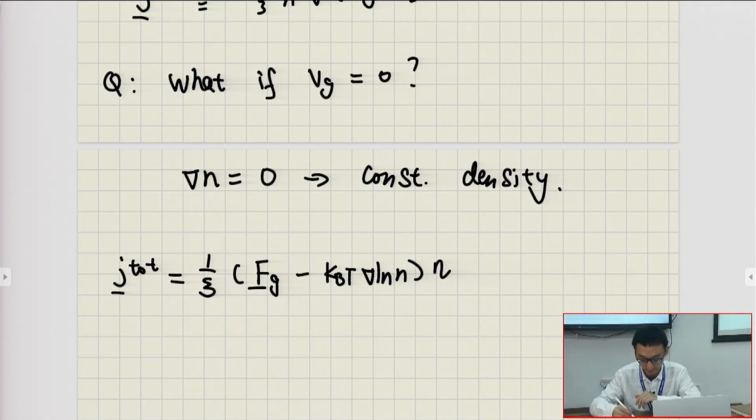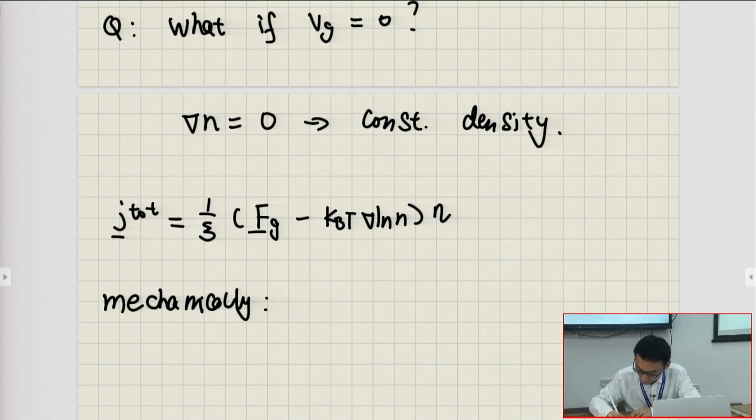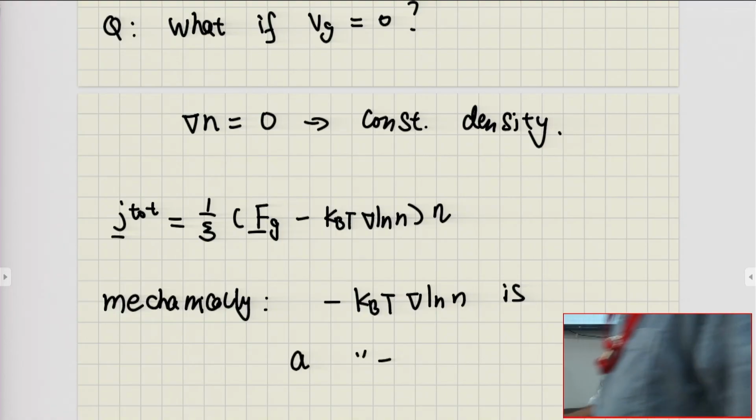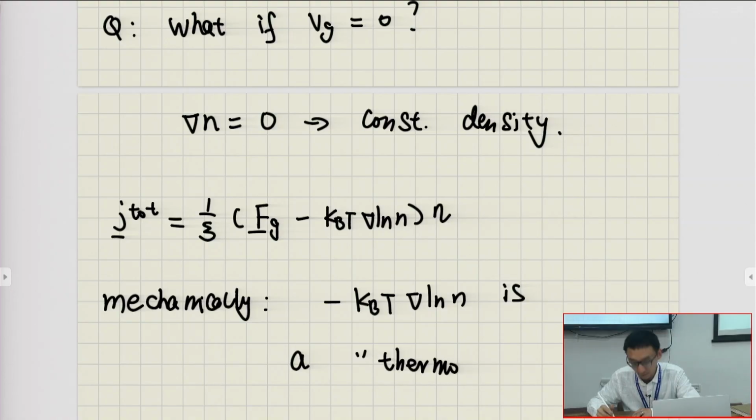Okay, so one can mechanically say that minus kBT gradient of log n is a "thermodynamic force." So I put that in quotes. That is responsible for Brownian motion. So that's what's driving the Brownian motion.